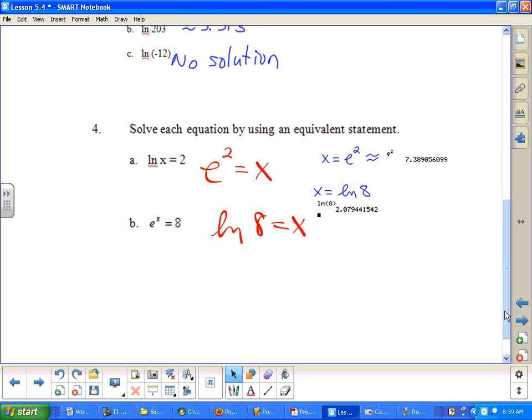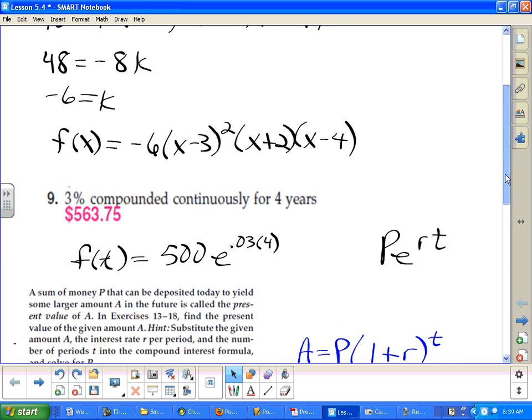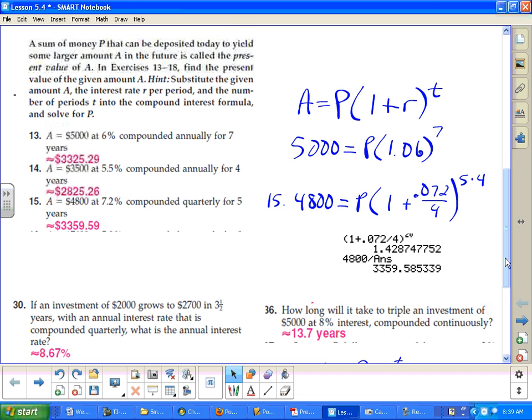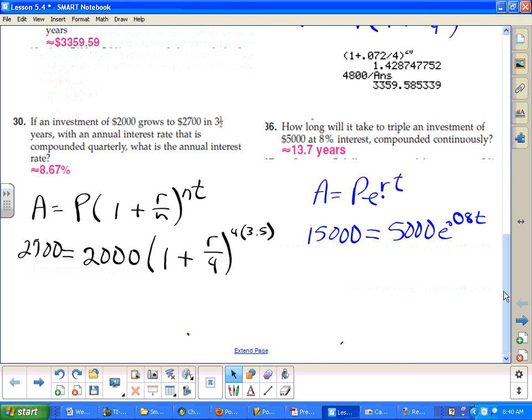All right, so the big thing here is being able to go back and forth. These problems that we solved back over here, problems like 13 and 15, and problems at 30 and 36, we could use logarithms, the common logarithm or the natural logarithm, to solve them.